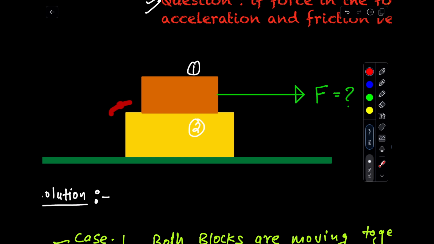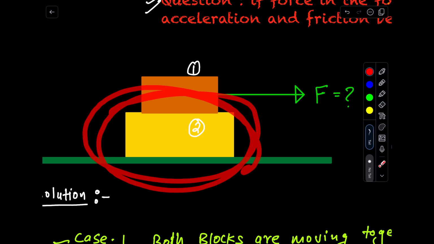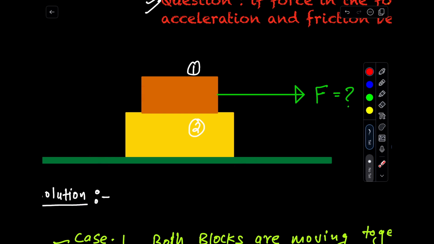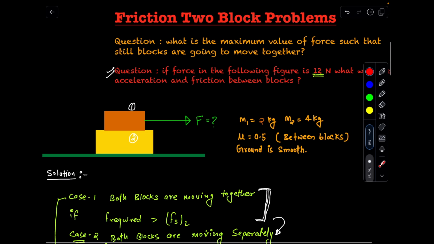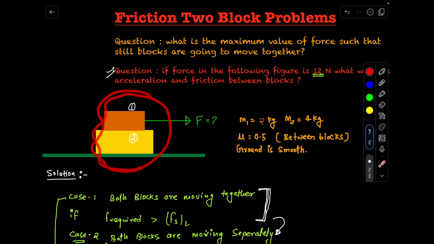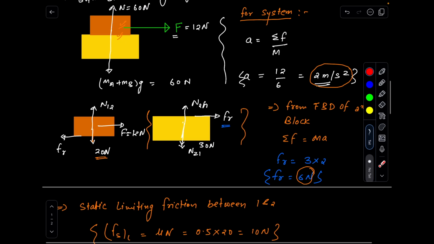But what about the second one? The second one will have acceleration because of the friction, and friction cannot become any value. It will have a limiting value. That limiting value will decide the limiting acceleration of this one. So for the first problem, if you want to find the maximum value of force so that they move together, we find the limiting acceleration of the second. That will become the limiting acceleration of 1 plus 2 together. So let us find that in this problem.